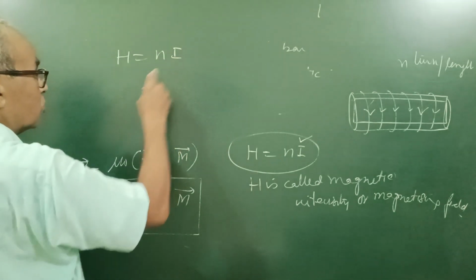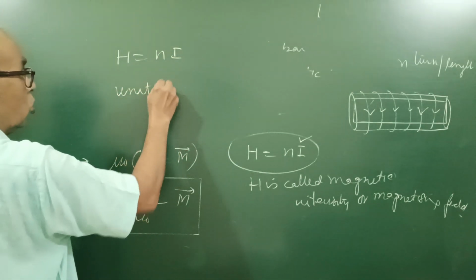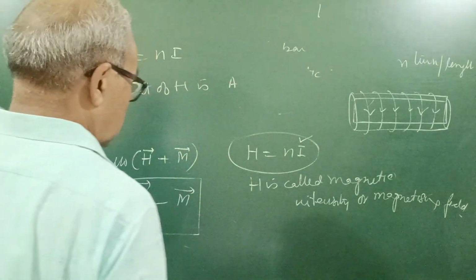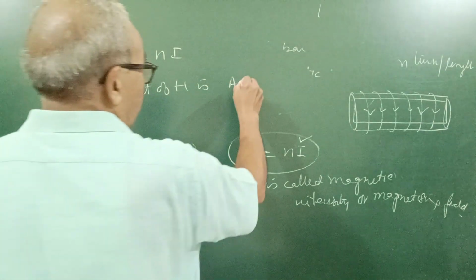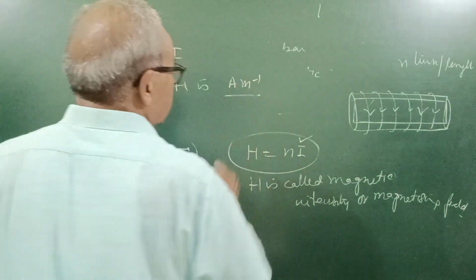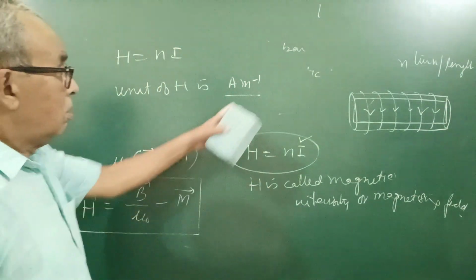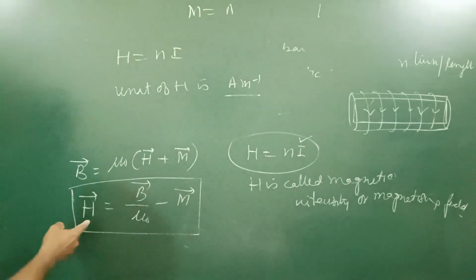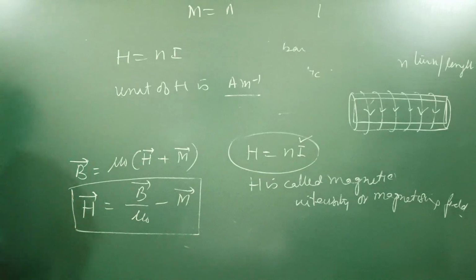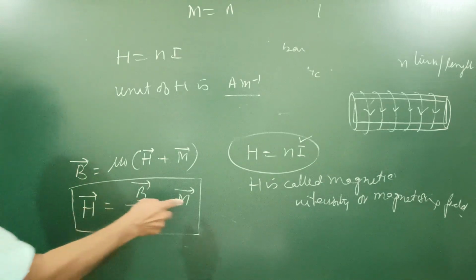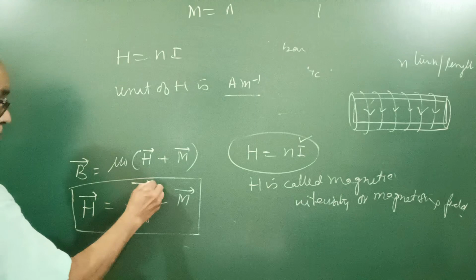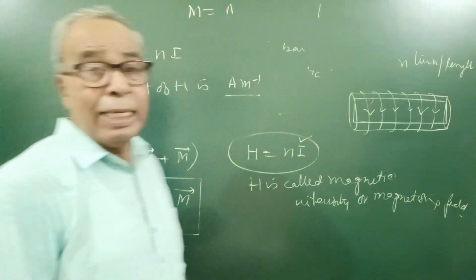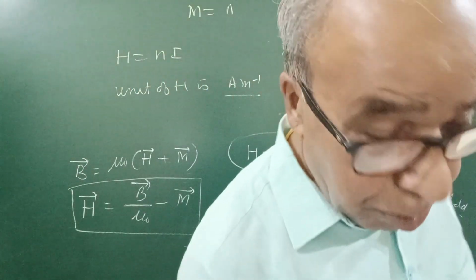H equal to nI. What is n? Number of turns per unit length. It is current ampere. So unit of H is again ampere per meter. The same as M. M has same unit as ampere per meter, or basically dimensionally they are same. Dimension of H and M same, and is equal to dimension of B upon mu 0. Mu 0 is called here magnetic permeability of free space.